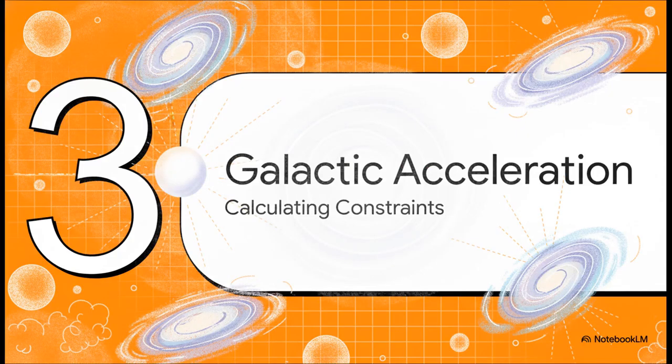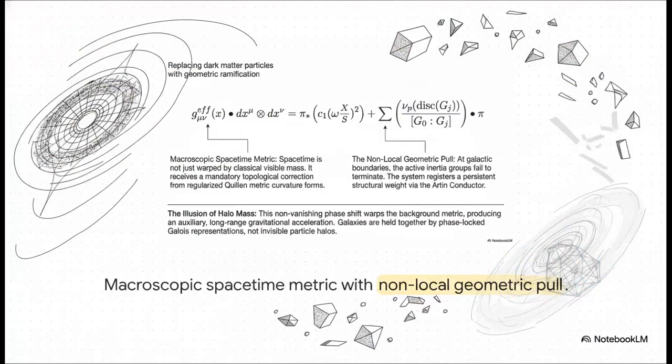So, that covers cosmic scales, which leads us into section 3, calculating galactic acceleration constraints. I want you to consider something for a second. How does a galaxy hold together if we completely remove dark matter particles from the equation? So, the crucial point is found right here in the macroscopic spacetime metric equation.